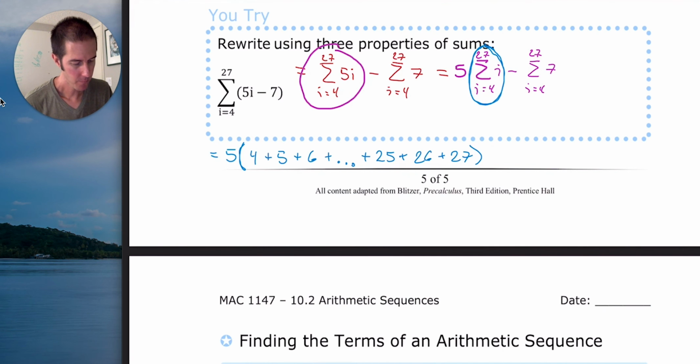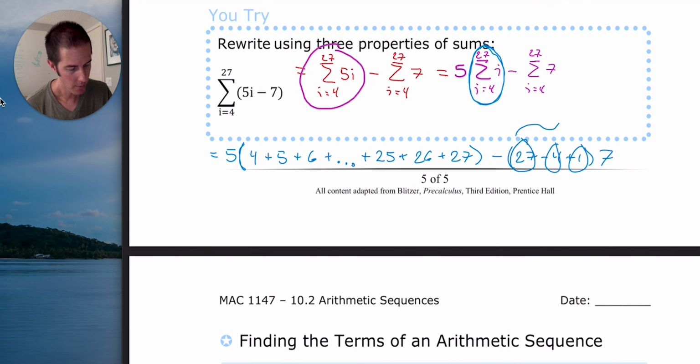And then we're going to have to subtract a bunch of 7s. How many 7s are there? Look at this last sigma notation up here. How many 7s are we going to be adding together? How do we figure out how many terms there are? Upper limit minus lower limit plus 1. 27 minus 4 plus 1. That's how many 7s we're going to have. I'm going to leave it up to you to write in additional notes that this is upper minus lower plus 1, and that this equals the number of terms. If you need to write that into your notes again, do that.